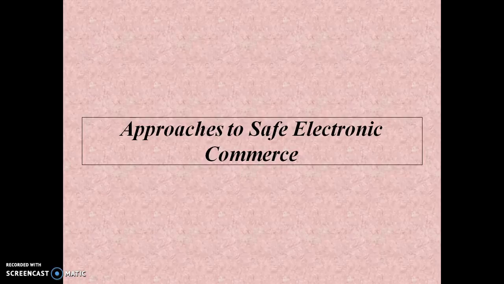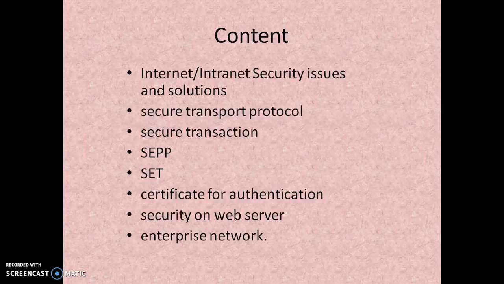Here I am going to tell you about some electronic commerce safeties. The first is the content of safe electronic commerce. The first approach is internet and intranet security issues and its solution. The secure transport protocol is the second one. The next approach is to do secure transaction. Then SET, certificate for authentication, security on web server, and the last one is enterprise network.